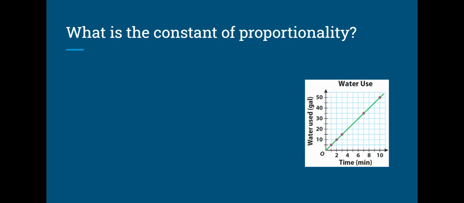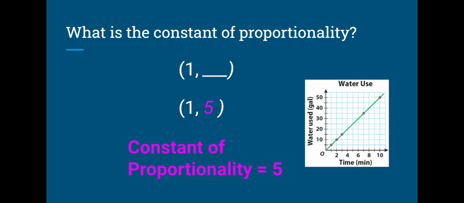So here we go. Here's a graph. As x increases 1, what does y increase? Well, if I go over 1, every time I go over 1, y increases 5. Every time there's another minute, 5 more gallons are used. So my constant of proportionality is equal to 5, or k equals 5.